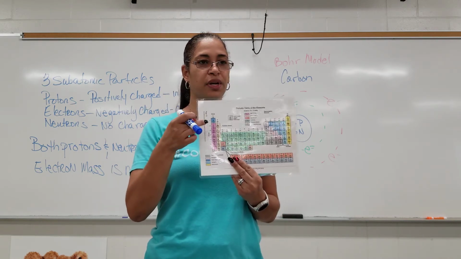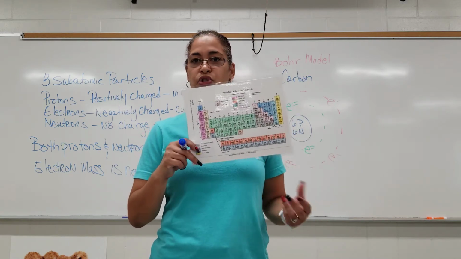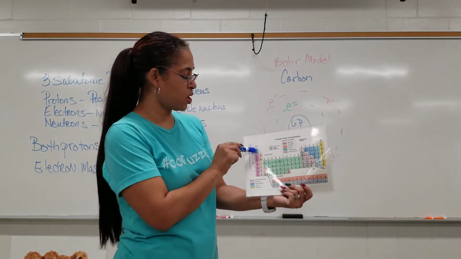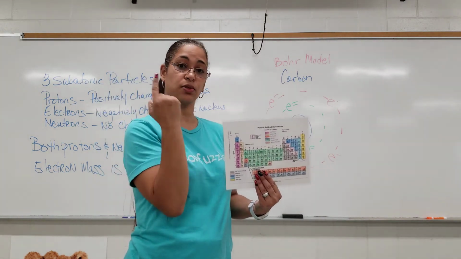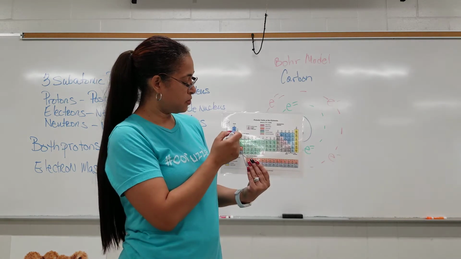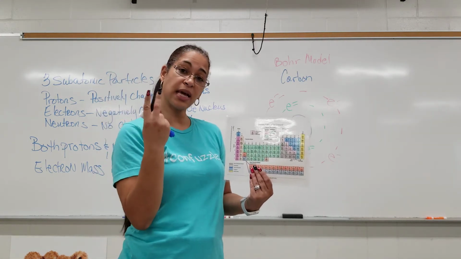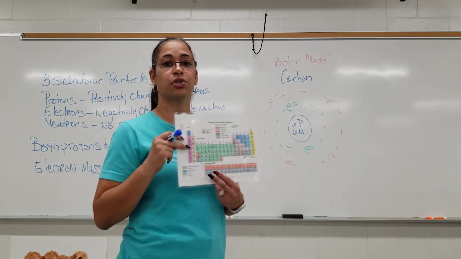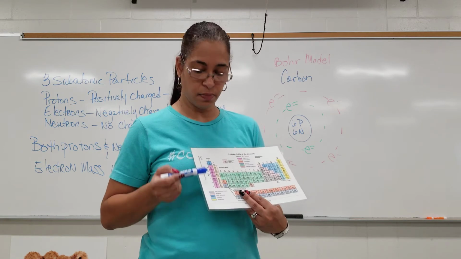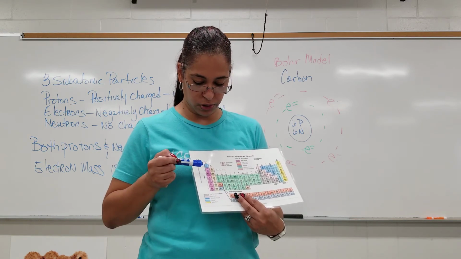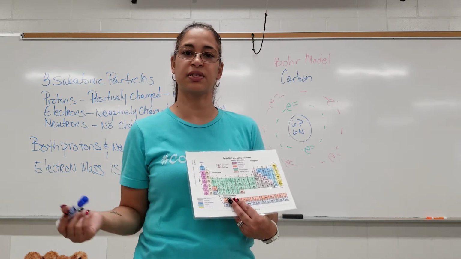Well, each period has its own number of energy levels. So for example, period 1 that has hydrogen and helium only has one energy level. It has one shell. Period 2 from lithium to neon, it is in the second period, it has two shells. So if you go down the periods, period 1 through period 7, period 1 has one shell, period 2 has two shells, 3 has three shells, 4 has four, 5 has five, 6 has six, 7 has seven.